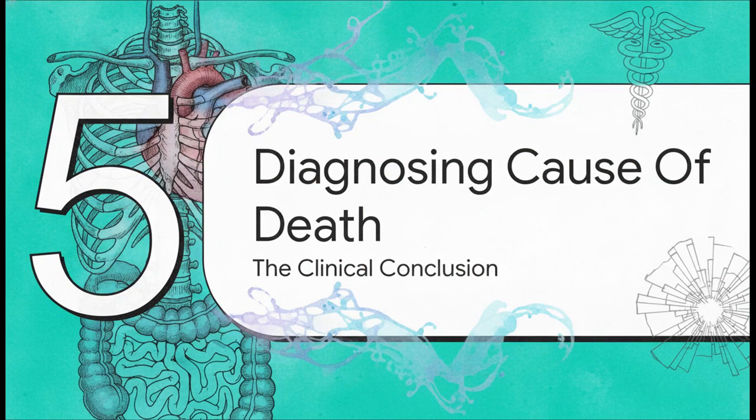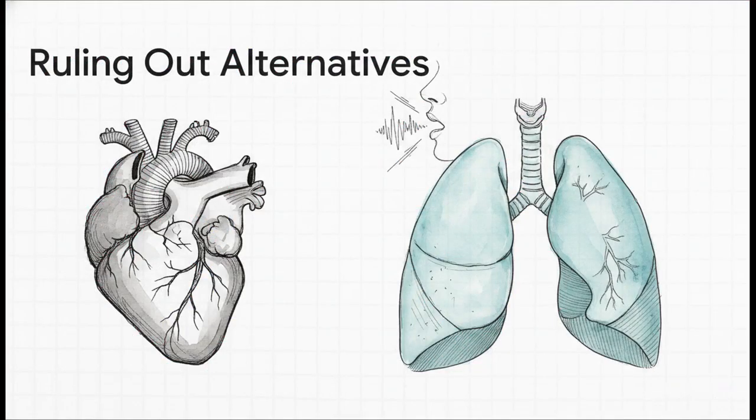Part 5, Diagnosing the Cause of Death, the Clinical Conclusion. With all this multi-system trauma in mind, what was the actual physiological mechanism that finally killed him? Now, theories like a broken heart from extreme stress, medically known as Takotsubo cardiomyopathy, are popular, but they usually affect older women, making it highly unlikely for a healthy male in his 30s.